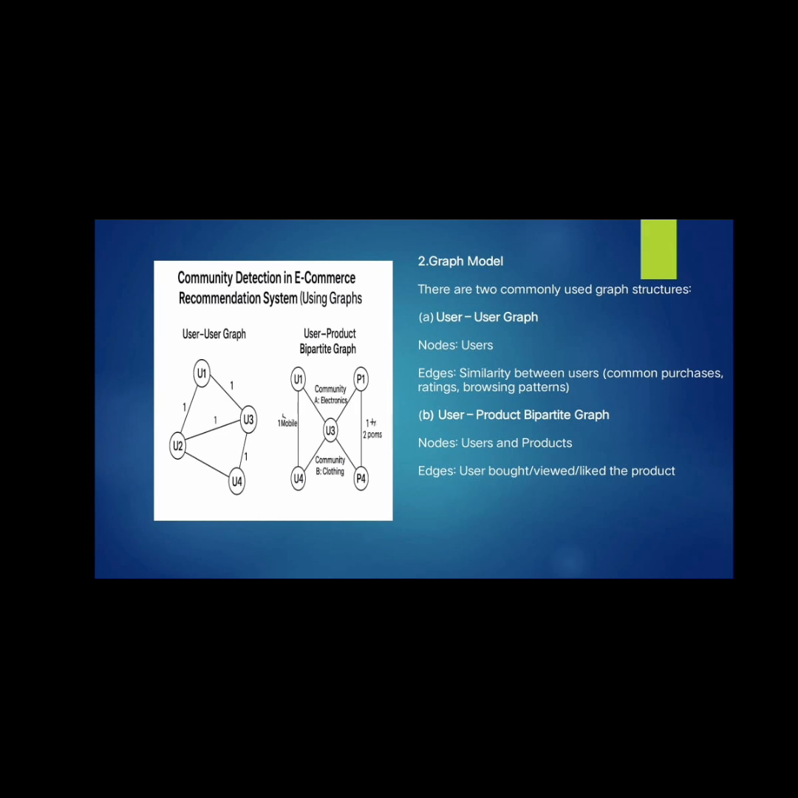Next, user product bipartite graph. First, what is a bipartite graph? A bipartite graph is a special type of graph where nodes can be divided into separate groups and edges only connect nodes from different groups, never within the same group. Here, there are two sets of nodes. One is users and another one is products. Edges link a user to a product they bought, viewed or liked.